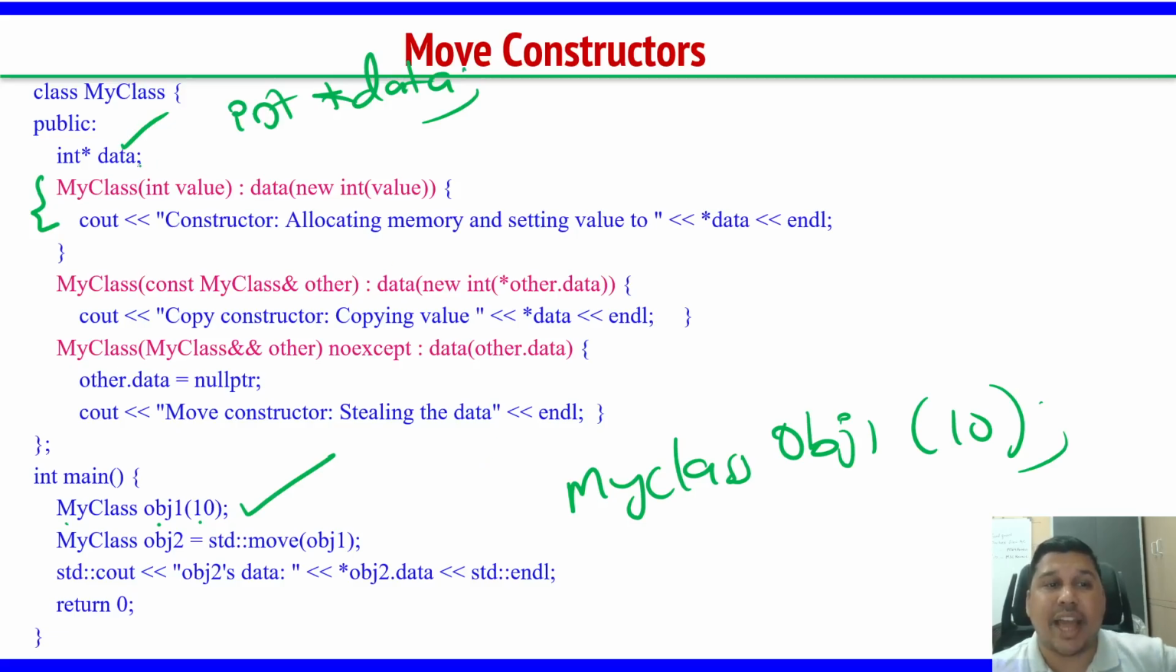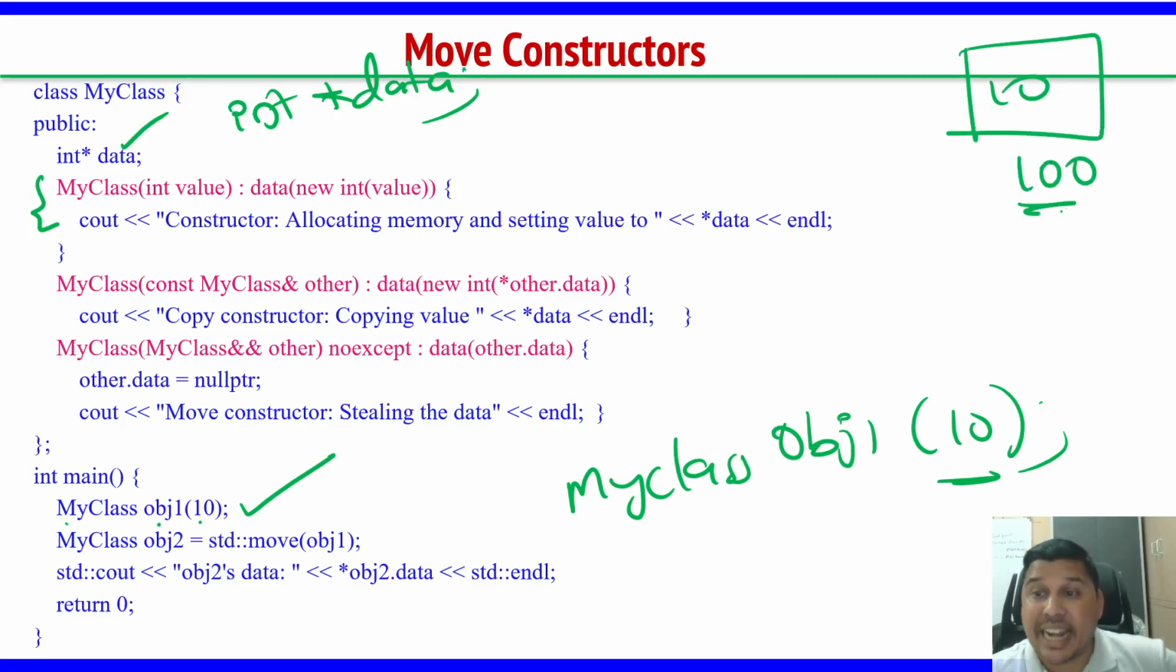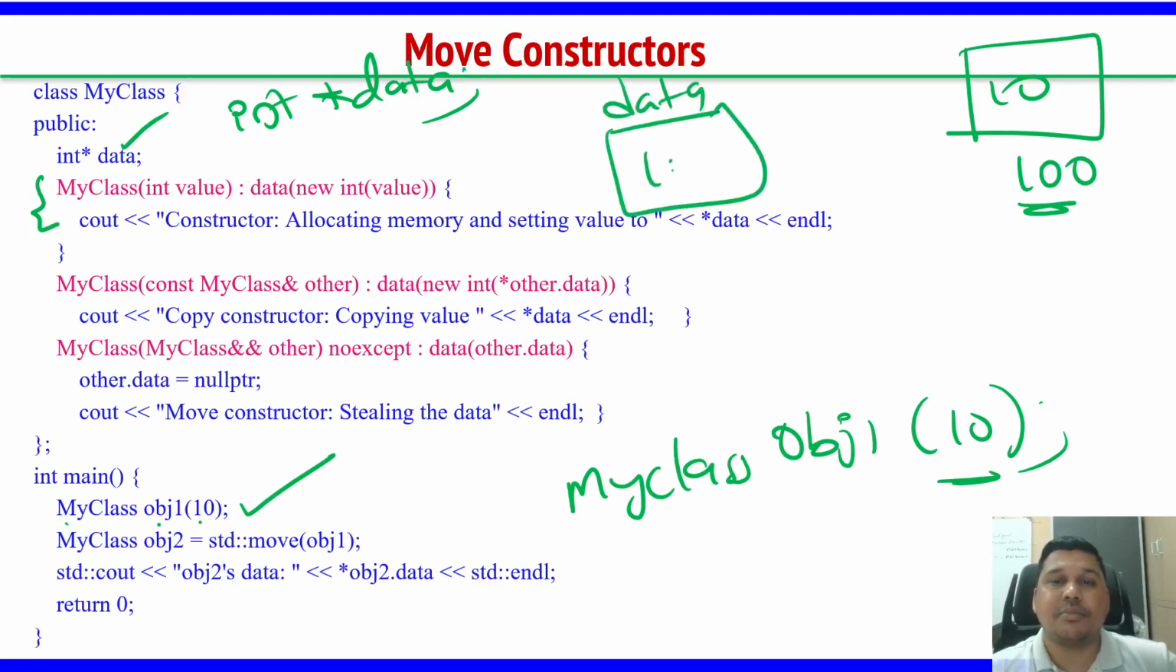Actually, it is not assigning a value here. This 10 is an integer number. It is stored in some memory block. Let that be 100. That 100 is assigned in this data. So data will contain the address. Why? Because it's a pointer variable.